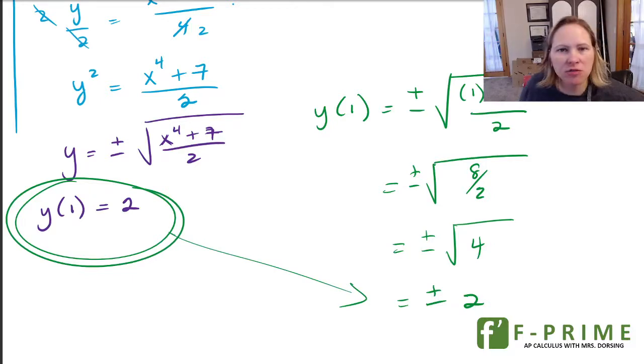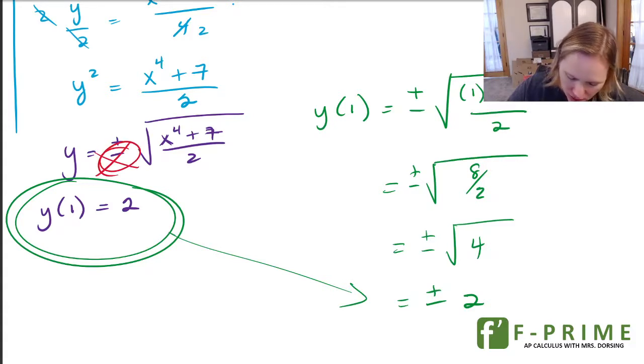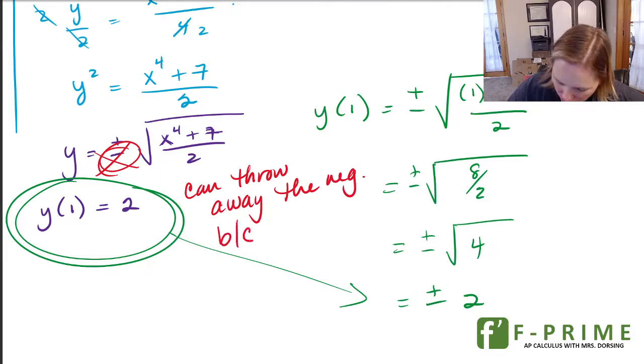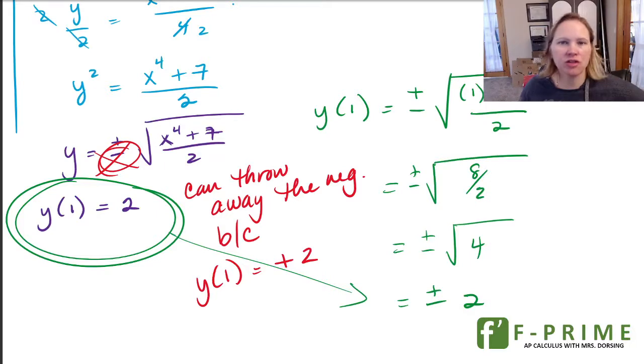So what this tells me is that plus or minus, I have to choose one. And if I'm given the initial condition, when I plug a number in, I got a positive answer back. That tells me that I can throw away the negative. All right, so we can throw away the negative because y of 1 equals positive 2. Our initial condition tells us we'll get a positive result. We're not going to get a negative result. So I'm going to throw that away, and my final answer needs to drop the plus or minus and include the appropriate sign.